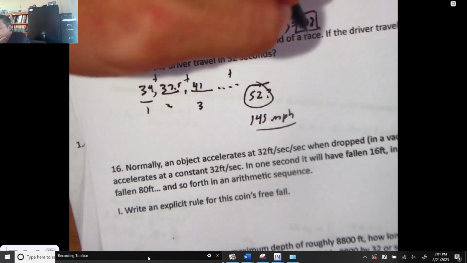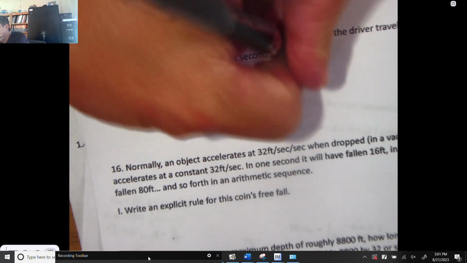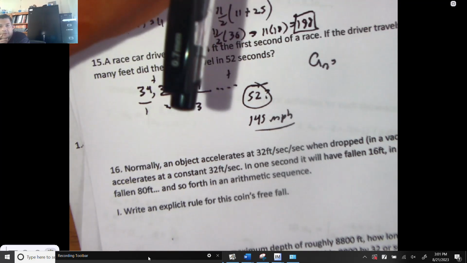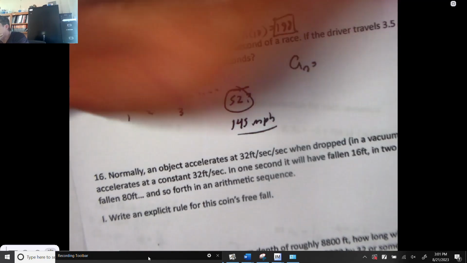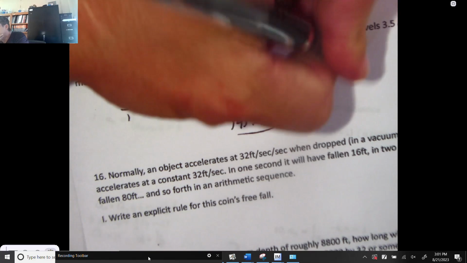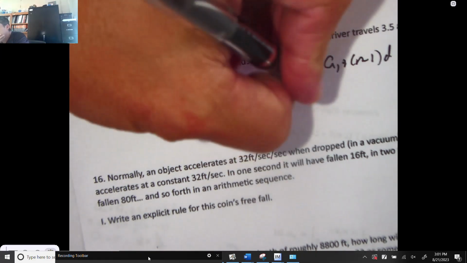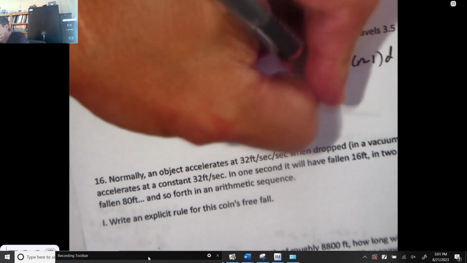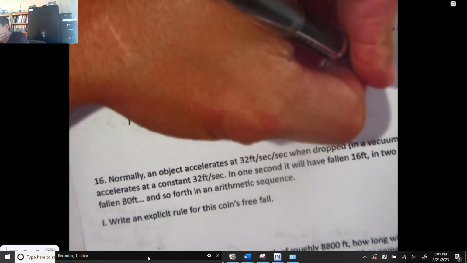I'm going to write a rule for this one. You doing all right today? Yes, how are you? Oh, I'm good. No, you're fine. We're going to find the explicit rule of the sequence we see in front of us. A sub 1 plus n minus 1 times the difference. And the nth term is going to be the 34 feet plus n minus 1 times the difference of 3.5.